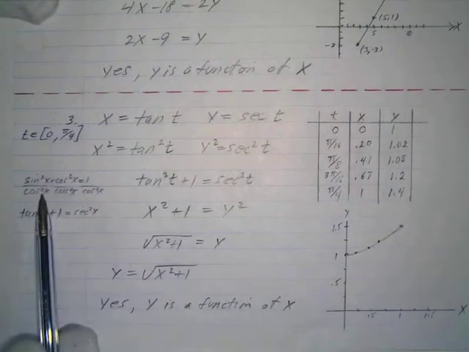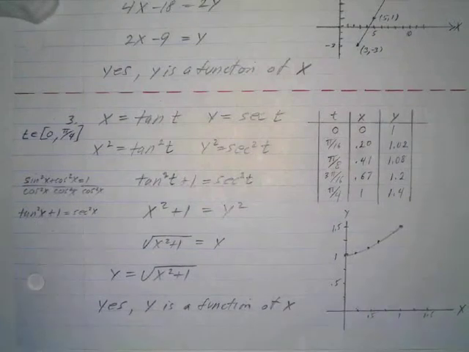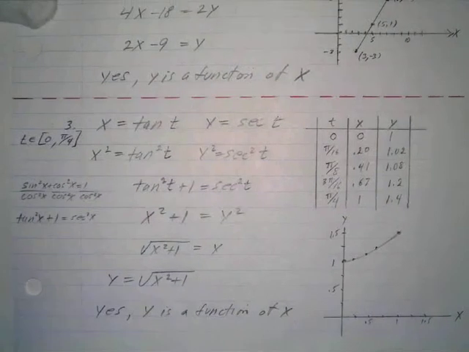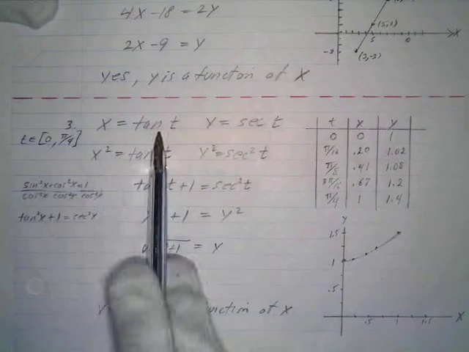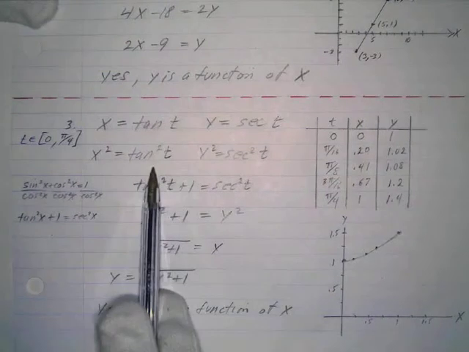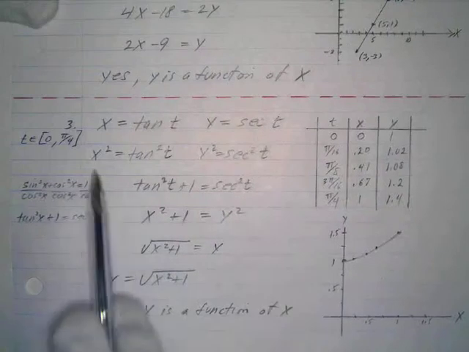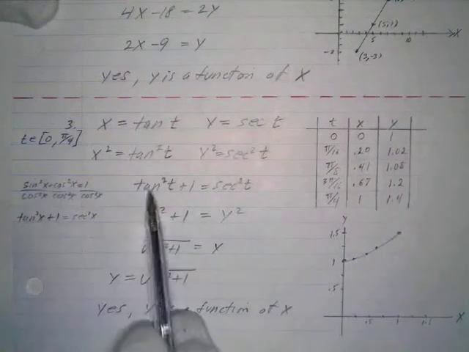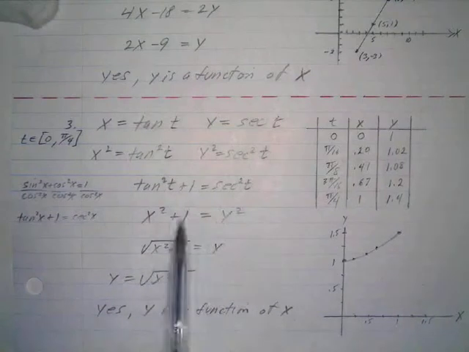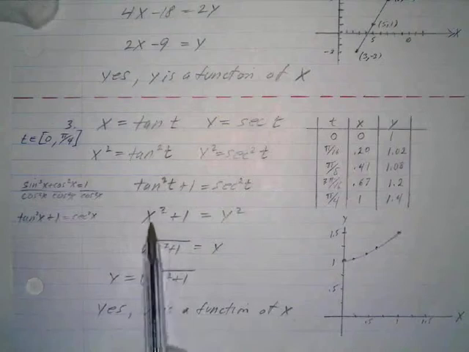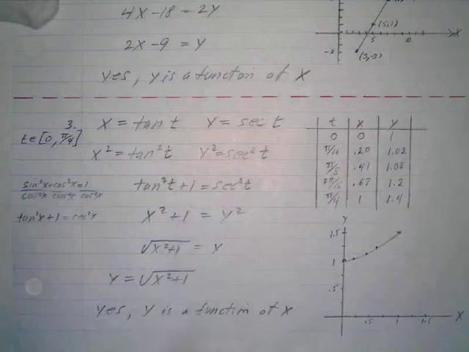So if I divide everything by the cosine squared, I get this relationship: tangent squared plus 1 equals secant squared. So that's what I was shooting for. So I know that if x equals tangent of t, x squared equals tangent squared of t. If y equals secant of t, y squared equals secant squared of t. So we started with this relationship, which we know from the Pythagorean relationship. And then I just substituted, so tangent squared was x squared, plus 1, and the secant squared was y squared. And there we got rid of the parameter.